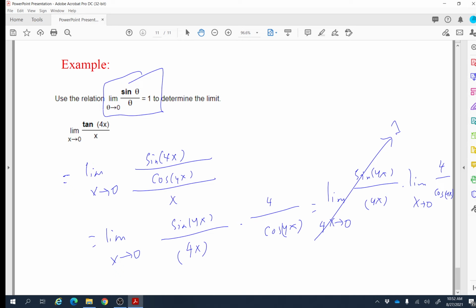Now for this part, we don't have any problem on the top. That's a finite number. When x approaches 0, the cosine function of 4 times x also approaches 0, so cosine 0 is 1. So when x approaches 0, this limit would be 4. So the answer for this problem is 4. Okay, so that's one-sided limit.